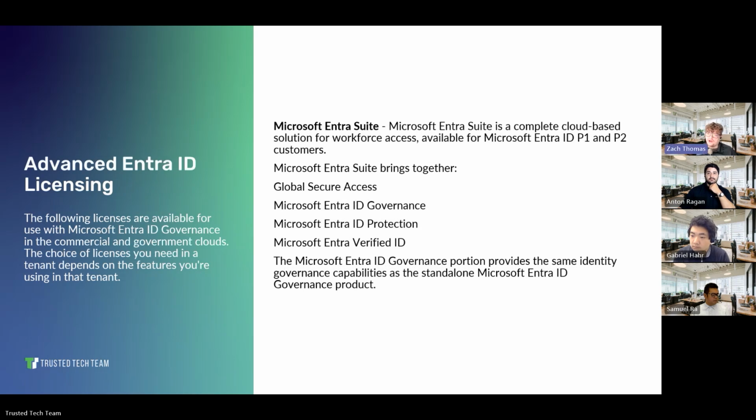Yeah, so on top of the licensing that Anton just mentioned here, Microsoft also offers a SKU called Microsoft Entra Suite. And this is meant to be an add-on to your P1 or P2. Now, a lot of these features are included in the P2, but some of them aren't. For example, the Global Secure Access Suite, which is a combination of the Microsoft Entra Private Access and Microsoft Entra Internet Access suites. The Private Access Suite functions more along the lines of a ZTNA tunnel to your on-premise network.